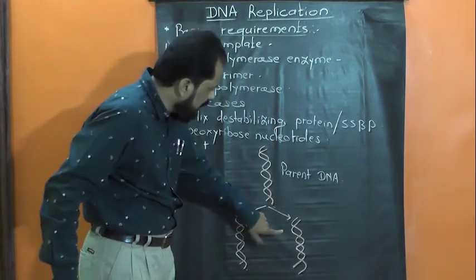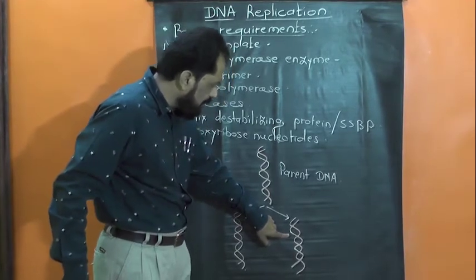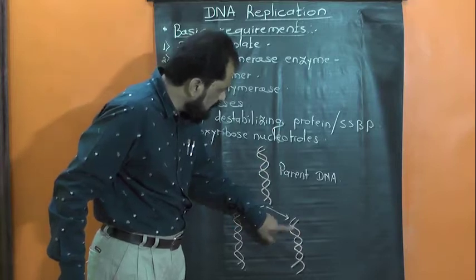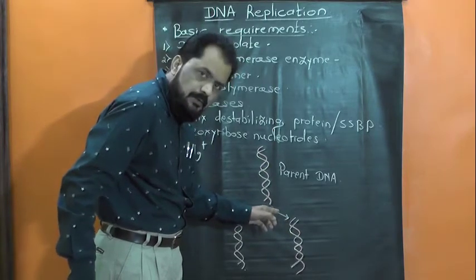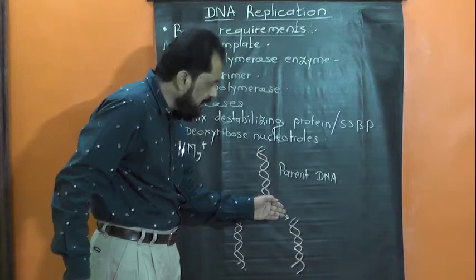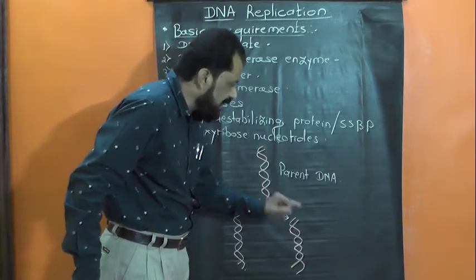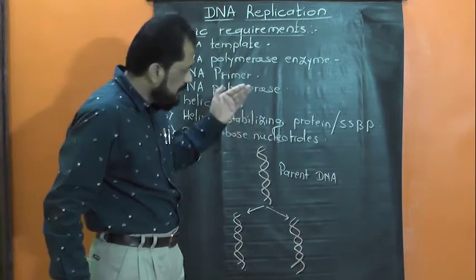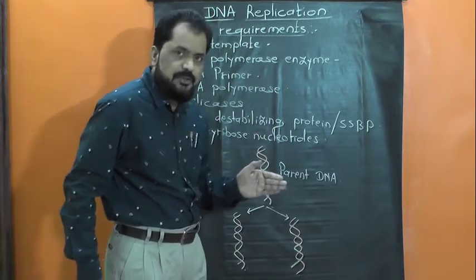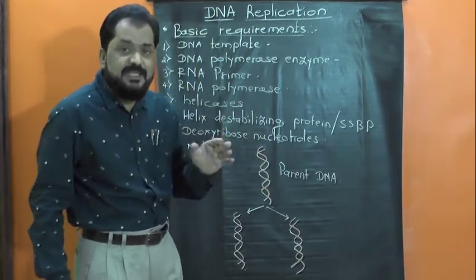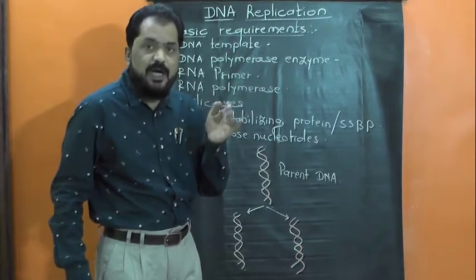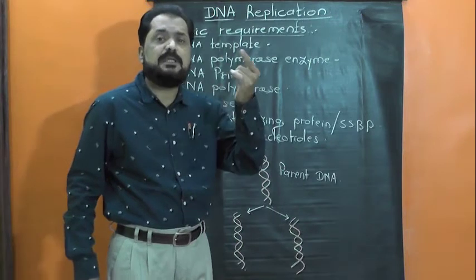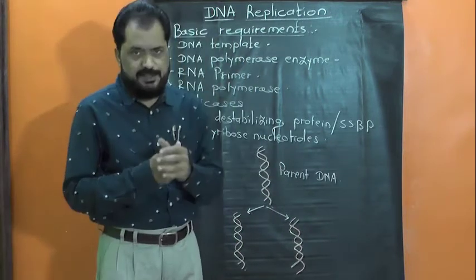While here in this other daughter DNA molecule, the yellow strand is, suppose, parental old, received from the parent DNA, and the pink strand is newly synthesized. Means what? In this type of replication, half of the material is conserved, half of the material is parental and half of the material is newly synthesized.